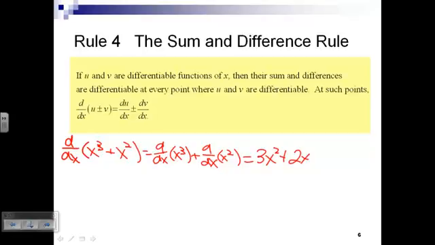By the way, anything that's in a yellow box, those are also in yellow boxes in your book.